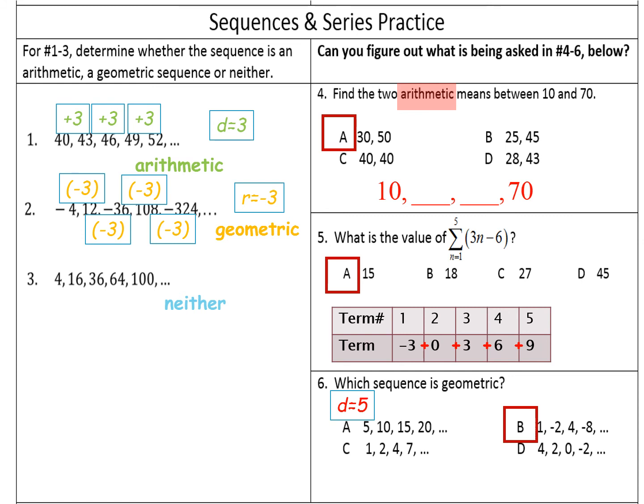When we check out each of our choices in number 6, we can see that the common difference in A is 5. We keep adding 5. When I take a look at D, we're subtracting 2. So those two are arithmetic. When I look at B and I take a term and divide it by the previous term, I get r equal to negative 2. So that's why it's B.